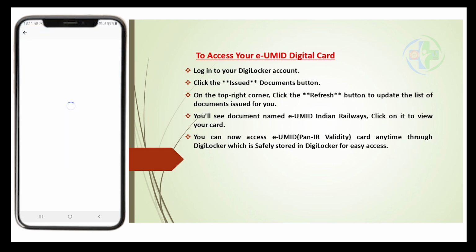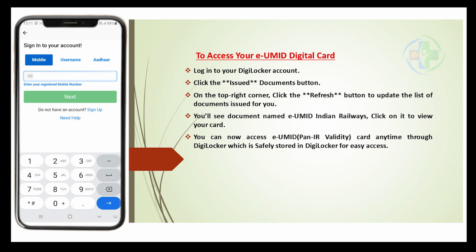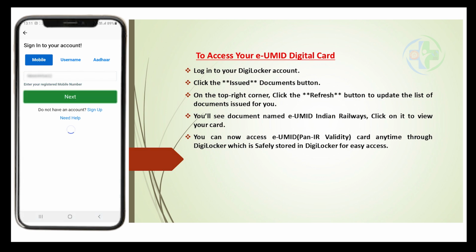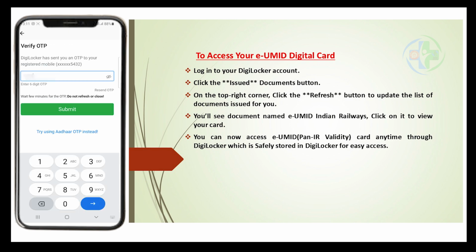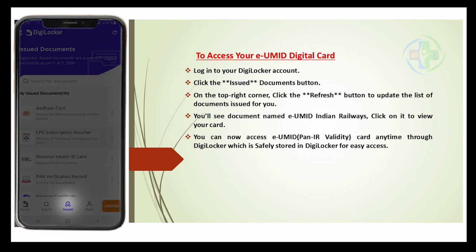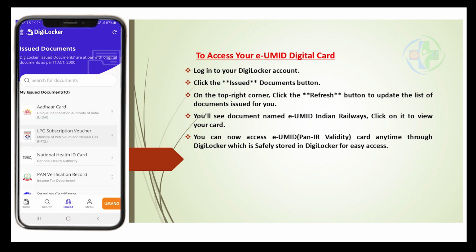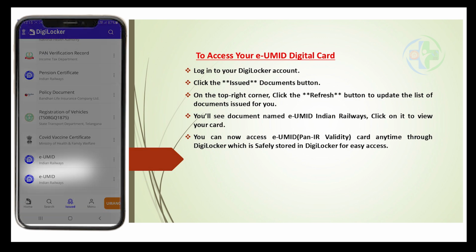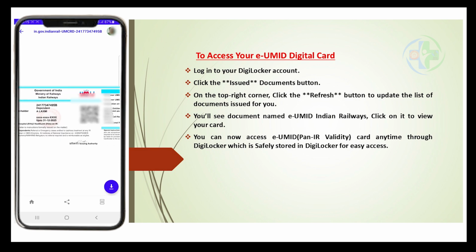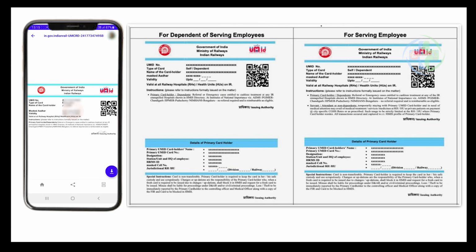To view your eUMID digital card, log into your DigiLocker account. Tap the Issued documents button. On the top right corner, tap the refresh button to update the list of documents issued for you. You will see a document named eUMID Indian Railways. Tap it to view your card. Now you can access the eUMID card anytime through DigiLocker, where it is safely stored for easy access.